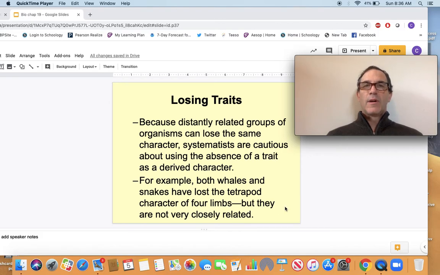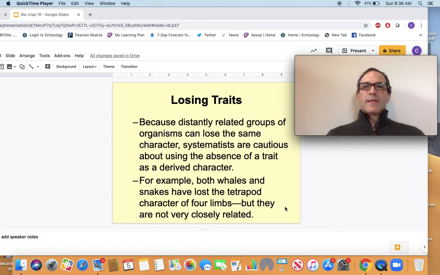One of the problems with derived characters is they can be lost. We talked about vestigial organs earlier on, things like our tails, and losing traits can be deceptive.